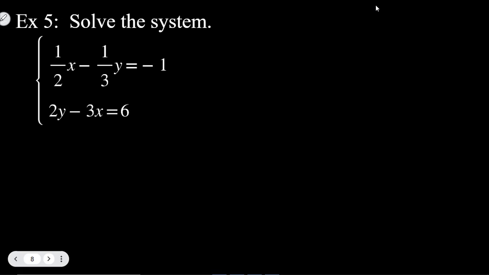No, actually, wait. What can we do here to get rid of the fractions? Multiply by 6. Good choice. So that's going to give us 2x minus, that's not right, 3x minus 2y equals negative 6.